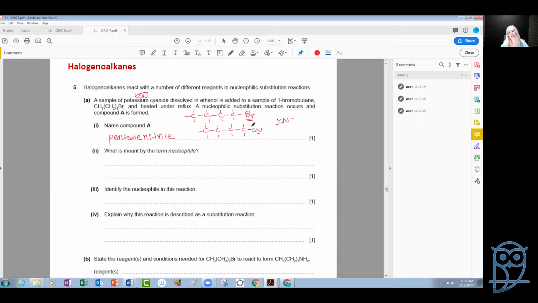So whenever we have this type of reaction, the substitution reaction with a cyanide ion, we see that the carbon chain increases by 1 carbon. So be careful, this is now pentane, not butane anymore.